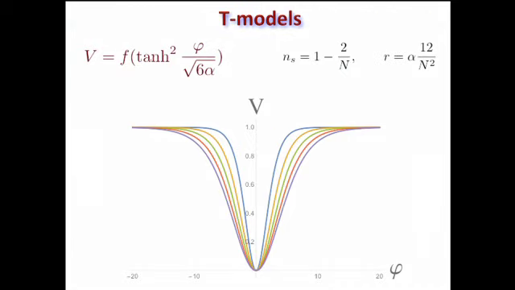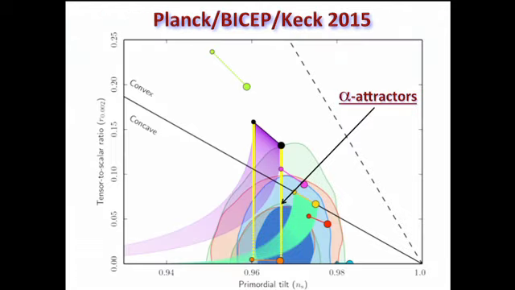How does it look? This is for different alpha. When alpha is very large, the shape becomes quadratic as it was before. When alpha is not very large, you have a potential which approaches a constant, and it approaches the constant exponentially fast. Now these are predictions for this class of models, at least for sufficiently small alpha: ns equals 1 minus 2 divided by N, and r equals 12 alpha divided by N squared. If we rewind all of this back to this data, these, as a function of alpha, give you all of this line.